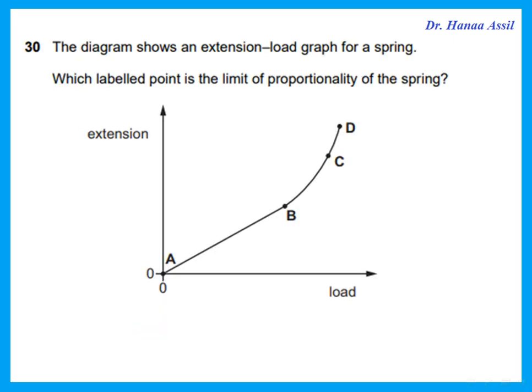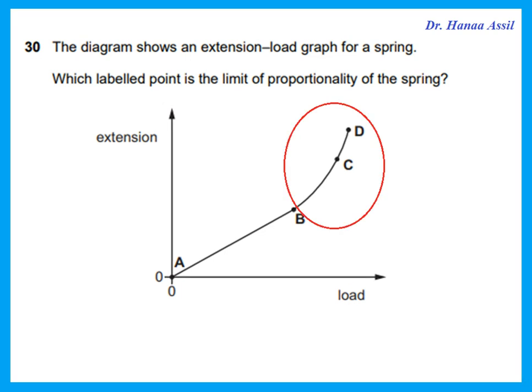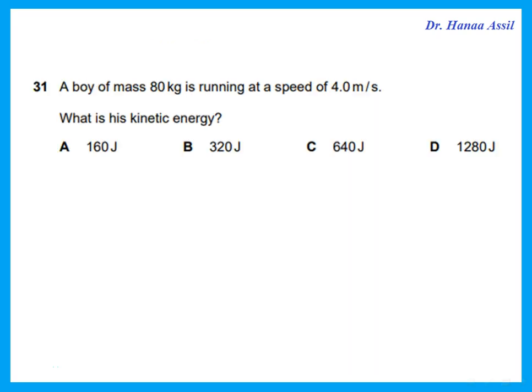The diagram shows an extension-load graph for a spring. Which labeled point is the limit of proportionality? Remember that so long as the extension with respect to the load is a straight line, then we have not reached the limit of proportionality. But once the graph starts to bend, then we have reached the limit of proportionality. A boy of mass 80 kilograms is running at a speed of 4 meters per second.